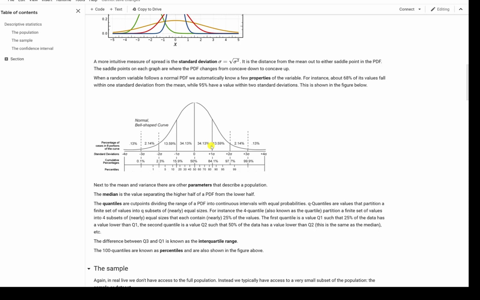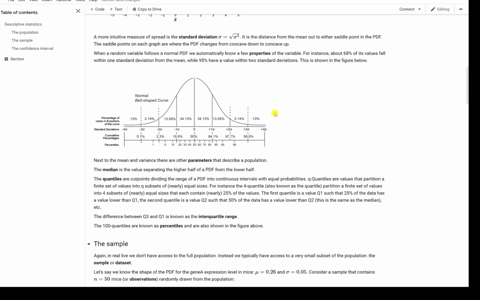for a random variable, if we know the standard deviation, that about 68% of its values fall within these two ranges, within the mean minus the standard deviation and the mean plus the standard deviation. We know that for two standard deviations, 95% have a value within these two standard deviations. Okay, so by knowing the standard deviation, you have a lot of information about your random variable. Of course, assuming that your random variable is normally distributed.